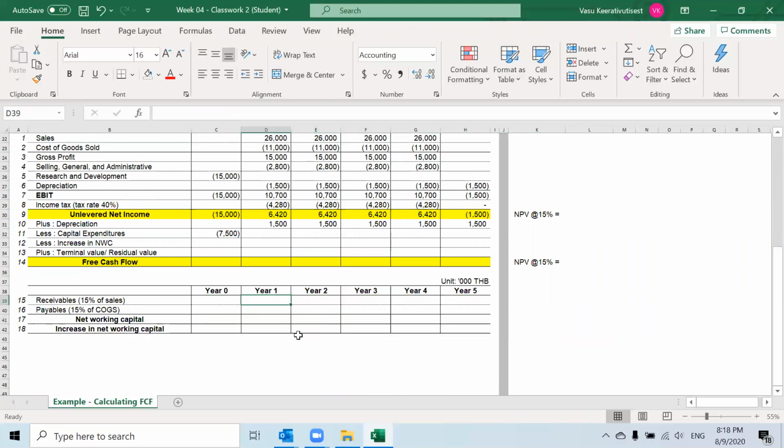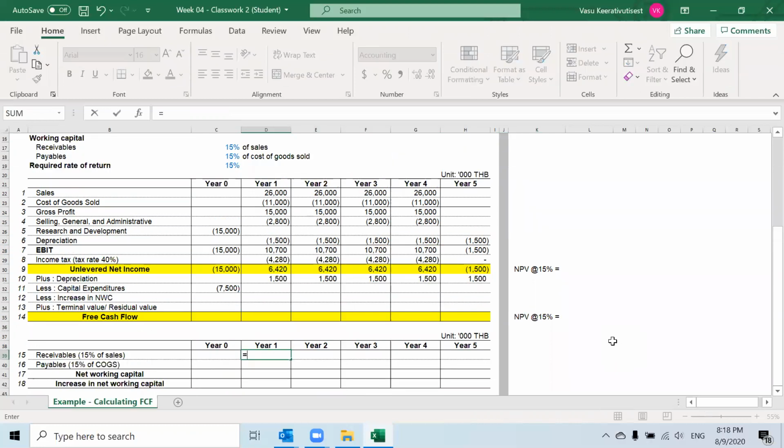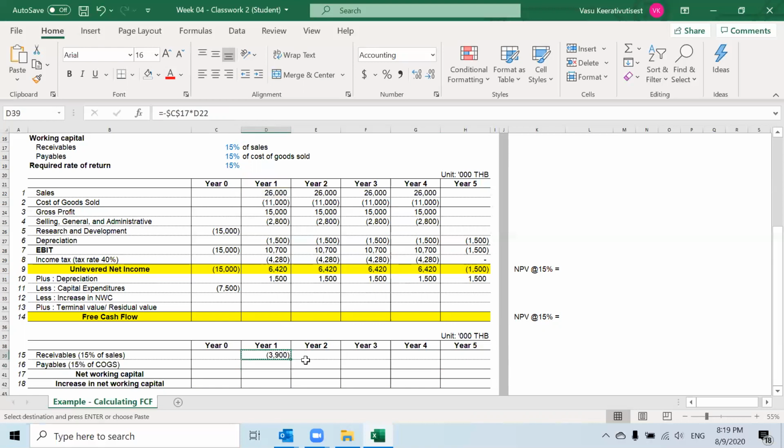So receivable is 15% of sales. So it is equal to minus 15% of sales, multiplied by sales. And then don't forget to lock them. Don't forget to lock them. So I will put it like this. You can see that right now.